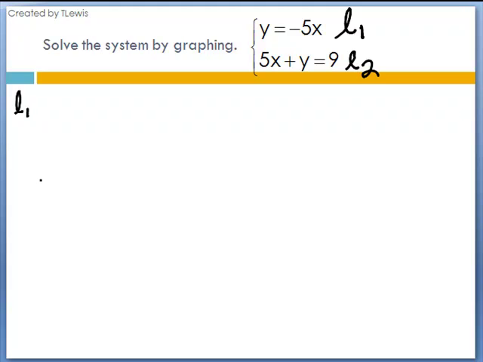So we're going to graph both equations on one coordinate grid to see if the lines intersect. Okay, if they intersect, fine. If they do not, that's fine. We'll look at the type of solutions or systems that are there.